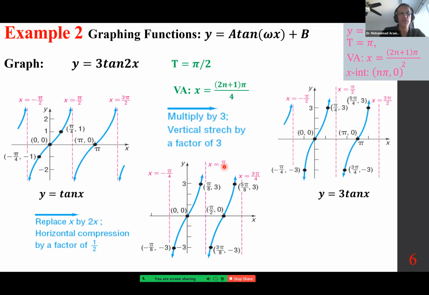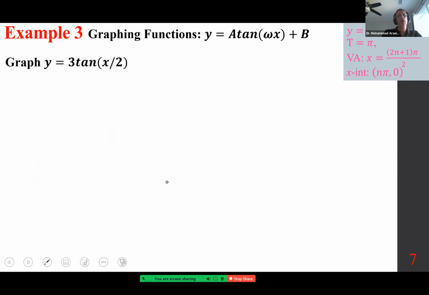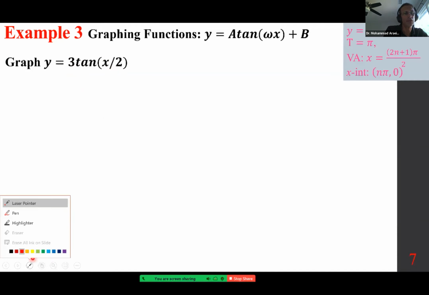Example, x equals pi over 4, x equals minus pi over 4, as I threw that for you. Now, again, we're going to go through this. We're going to go with tan x. We're going to multiply it by 3, and we're going to get x over 2. Let me make sure everybody understands.